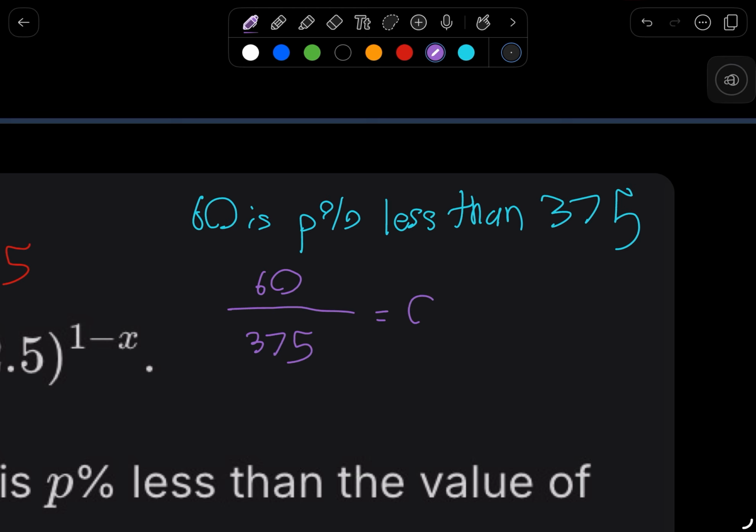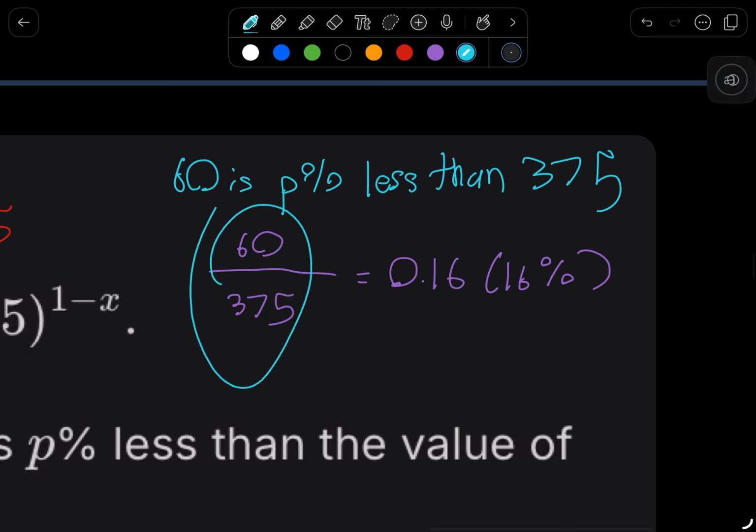If you divide those two together, you get 0.16, right, which is, again, that's 16%. What does that number even represent? Well, 0.16 here, or 16%, represents the ratio of 60 to 375, right? In other words, out of the total 375 amount that we have, how much space does 60 take up, right? And of course, 60 takes up 16% of 375.